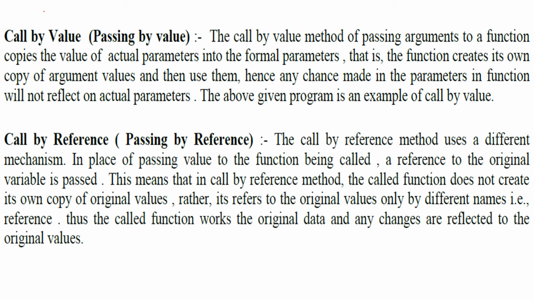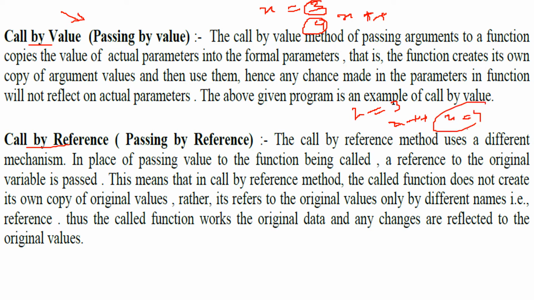Now there are two things: call by value and call by reference. Say you have x equal to 3. Now you say x plus plus in the function. This 3 will become 4, but you don't want this x to become 4. That is, you don't want the original value to change. For that, you use call by value. But if x equal to 3 and you say x plus plus, and x has to become 4, you want the actual value which is being passed to be changed. For that, we use call by reference.